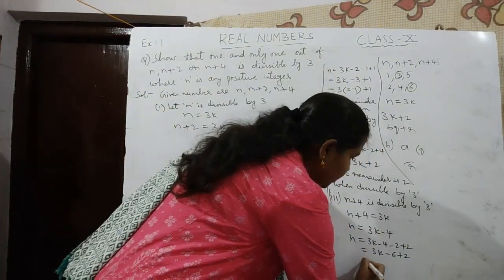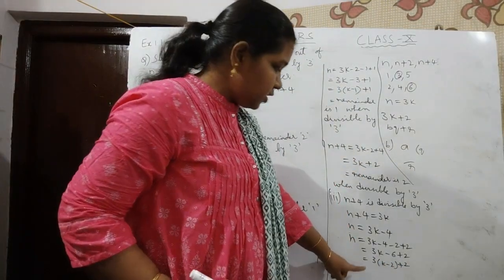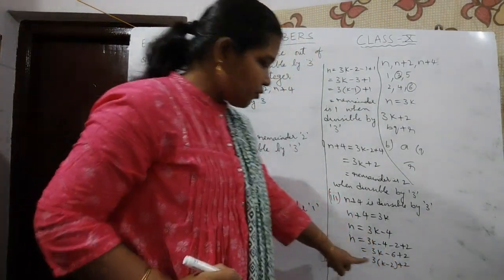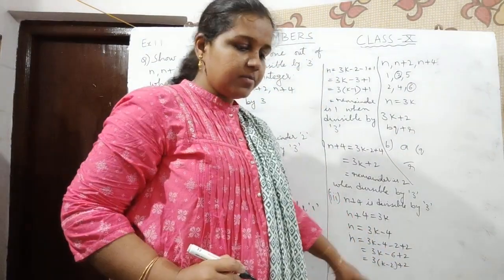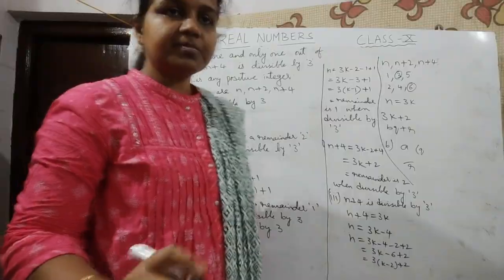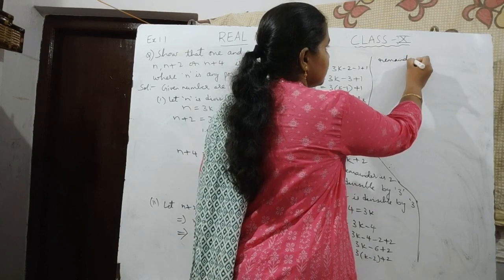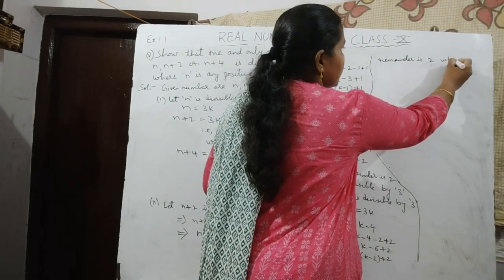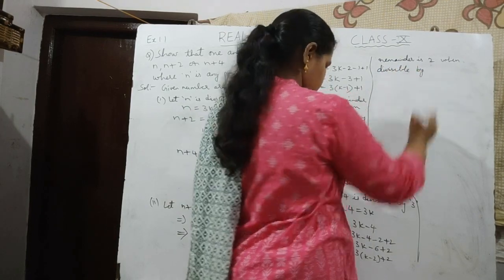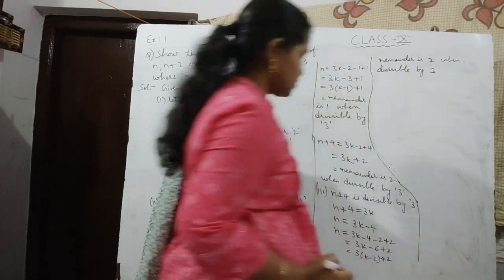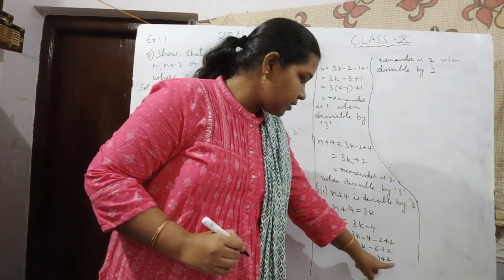From these two I can take out 3 common. So this becomes 3 into k minus 2, plus 2. So this is in the form of bq plus r. So the remainder is 2 when divisible by 3. So now here n plus 4 is divisible by 3, then n is not divisible because you are getting remainder as 2.